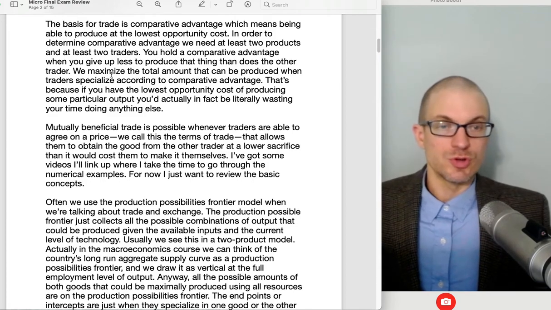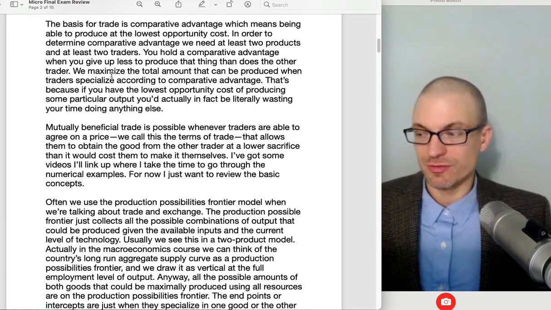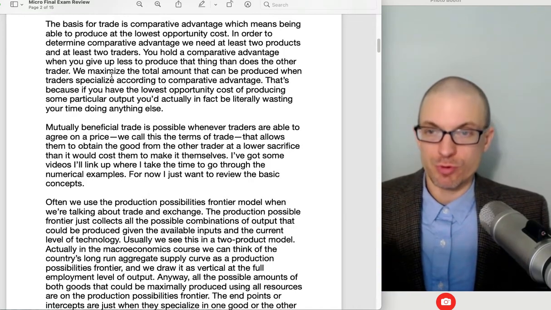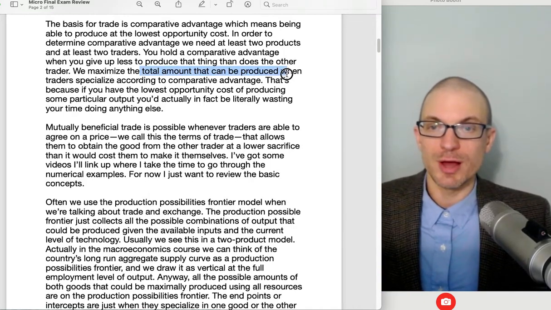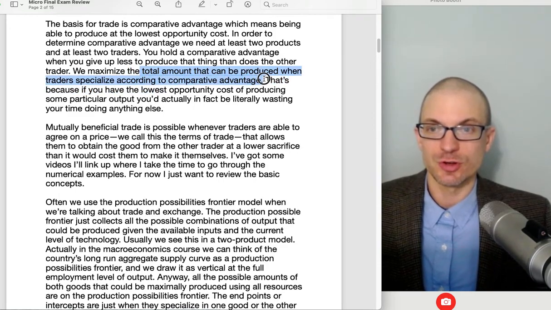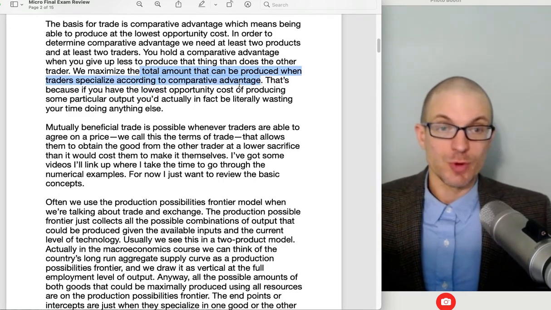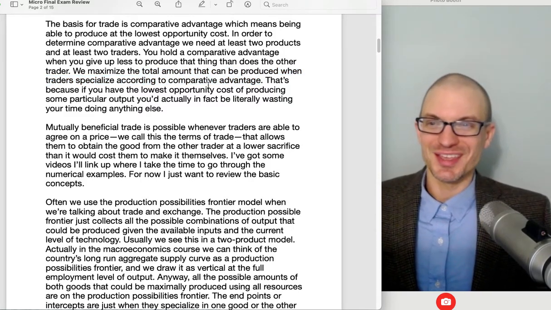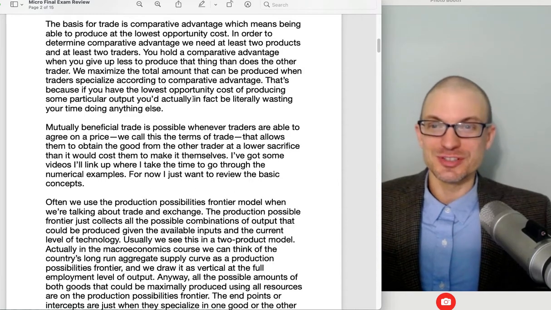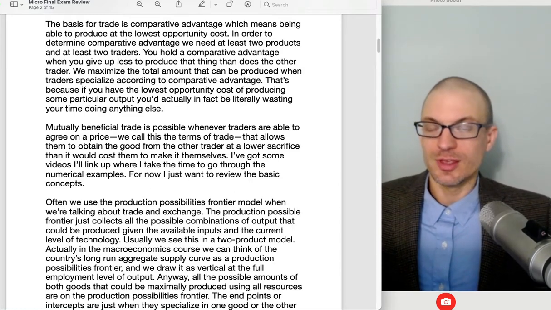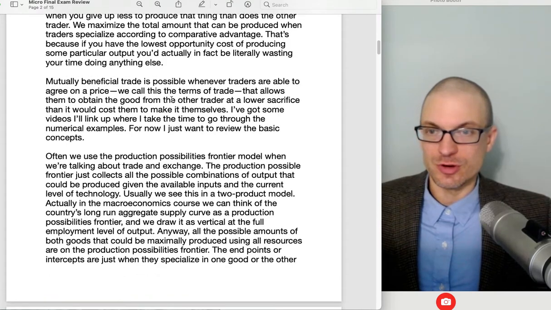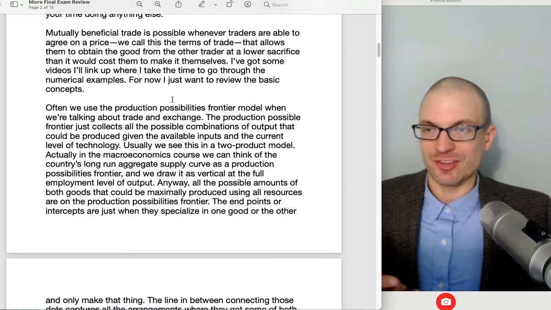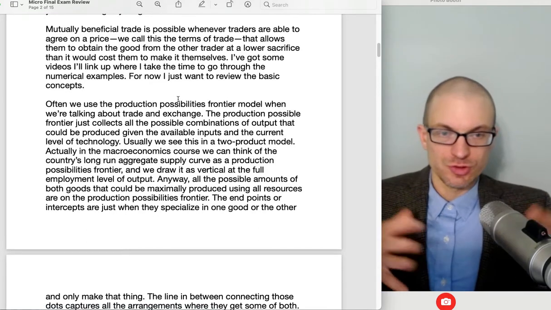So when you specialize according to comparative advantage, that's when the traders are able to maximize the amount of joint productivity. We maximize the total amount that can be produced when traders specialize according to comparative advantage. So that's why it's the basis for trade. Because if you have the lowest opportunity cost of producing something, you'd actually, in fact, be literally wasting your time doing anything else. The idea is you should just specialize in the thing that you're really good at and then trade for the other things, because you'll be able to maximize the total productivity amongst the traders when everybody does that.